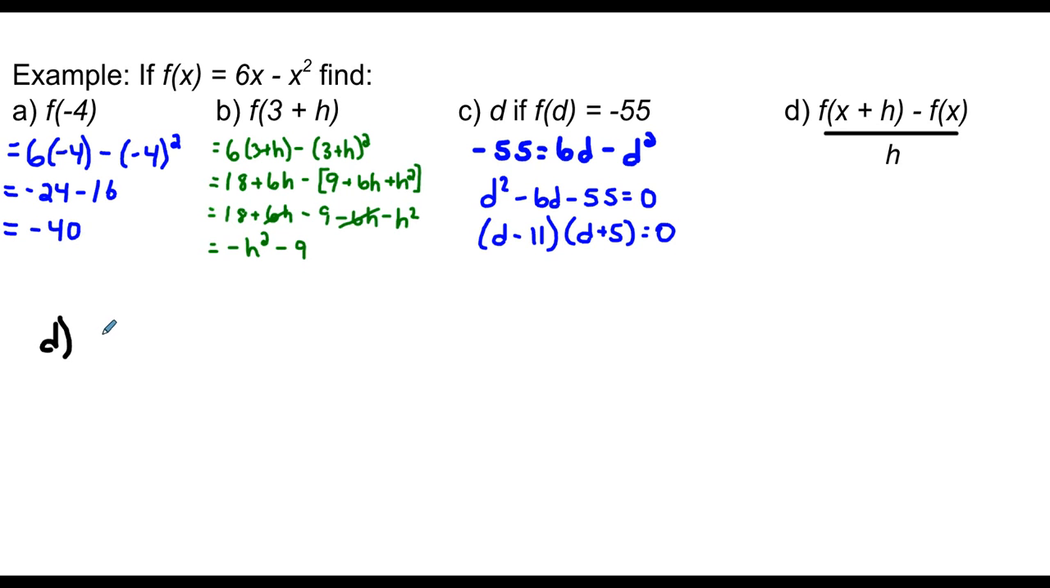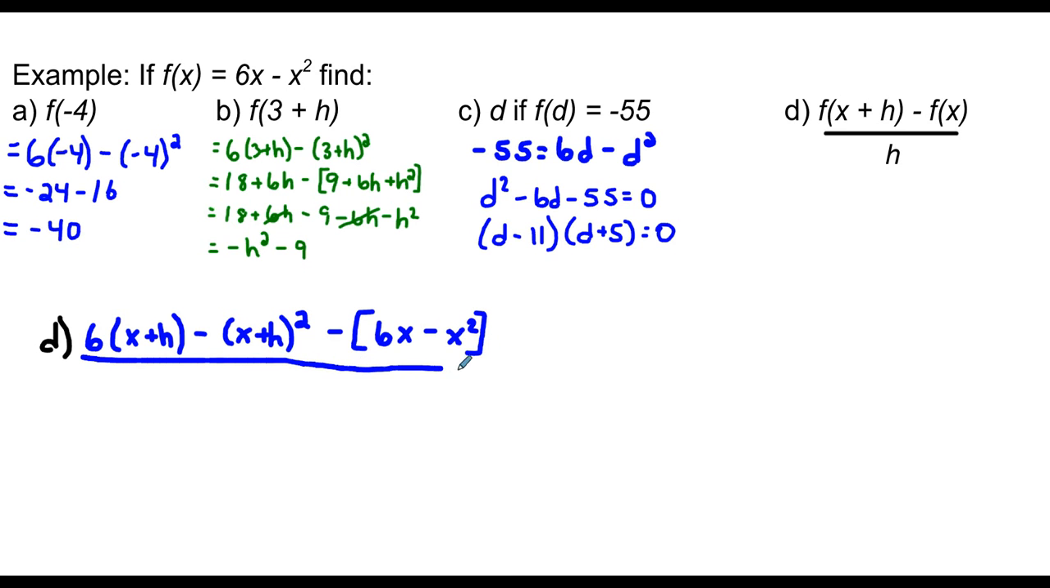So I'm going to start by plugging x plus h into our original function. So I'm going to have 6 times x plus h minus x plus h squared. Then I'm going to subtract my original function, my regular f of x. So I'm going to have minus 6x minus x squared, putting those square brackets around there to remember to distribute them later. And then I'm going to have an h on the bottom.